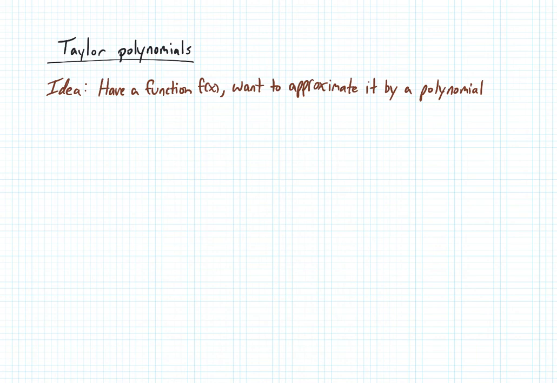Hi everyone. So in this lecture we're going to talk about Taylor polynomials. The idea of a Taylor polynomial is that you have some function f of x and you want to approximate it by a polynomial. Why would you want to do that? Because polynomials slap. They're easy to integrate, they're easy to differentiate, they're just fun all around. Everybody loves a good polynomial.